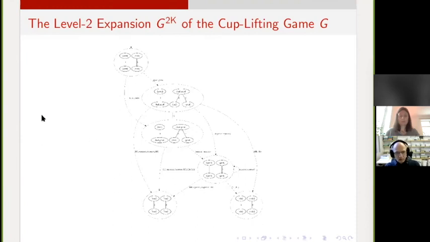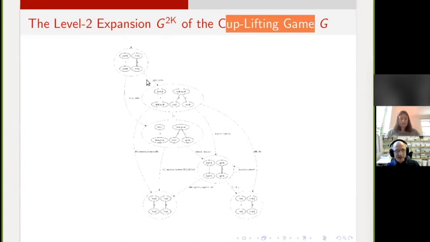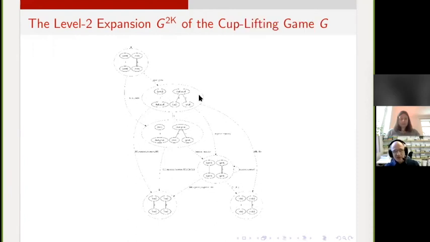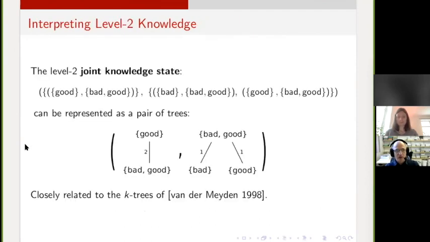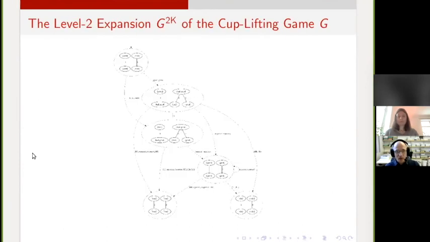I don't know, because of the resolution, whether you see this, but this is the second expansion, second level expansion of the cup lifting game. It has six locations, and in each location here we can see the joint knowledge of the players presented as knowledge trees. This is a second level knowledge state of the first player, and a second level knowledge state of the second player. I showed you actually this node some slides ago, in this representation. So now we have a whole graph where the nodes are such pairs of knowledge trees.